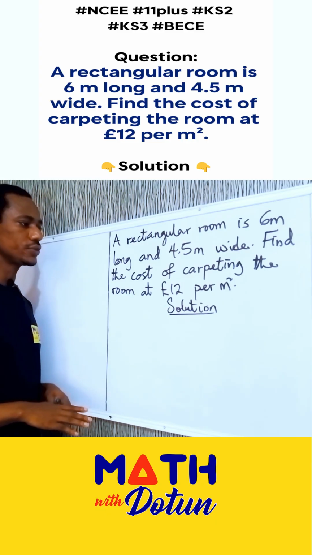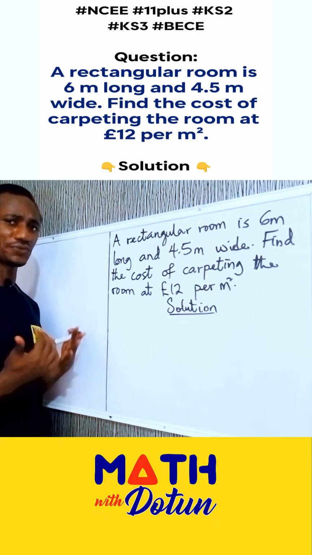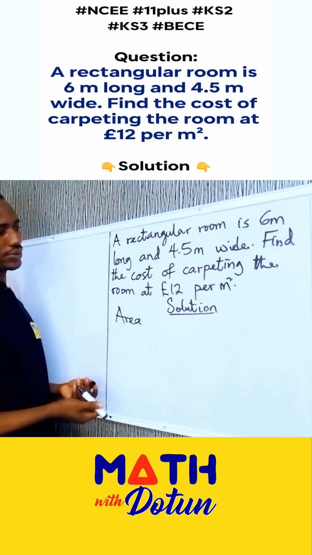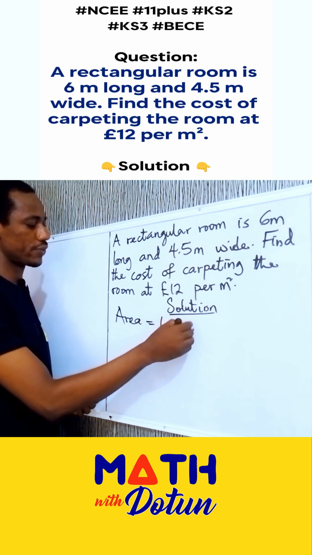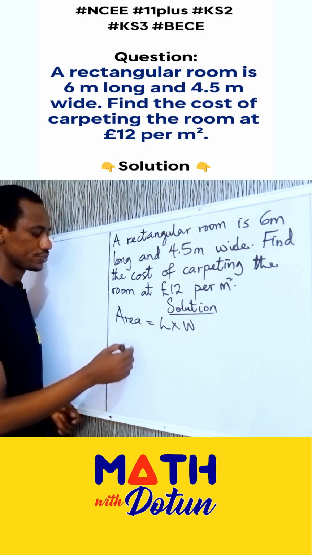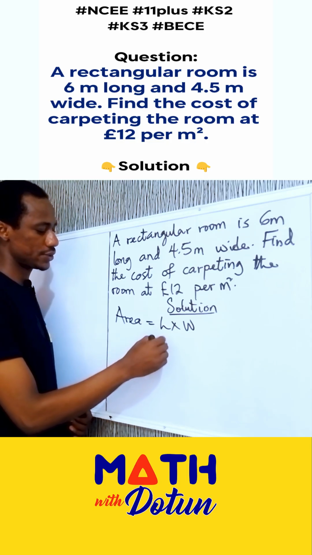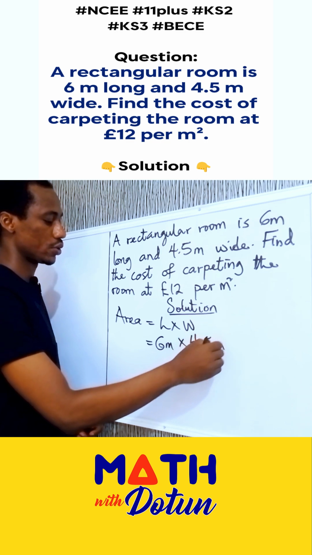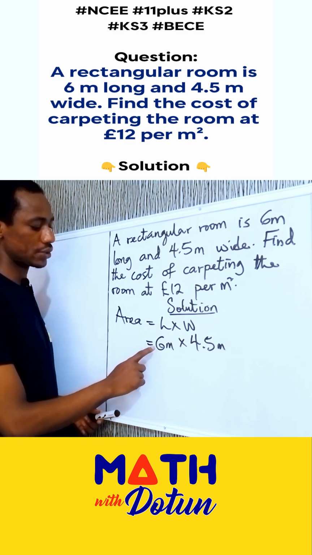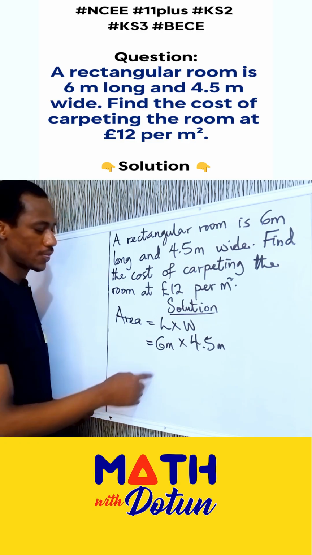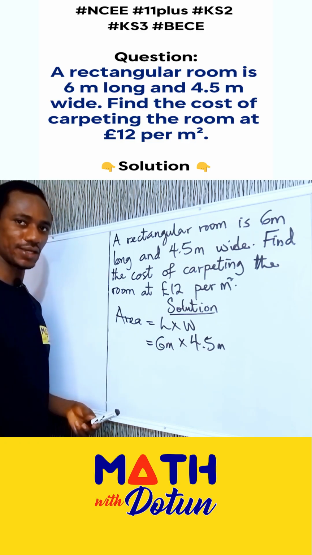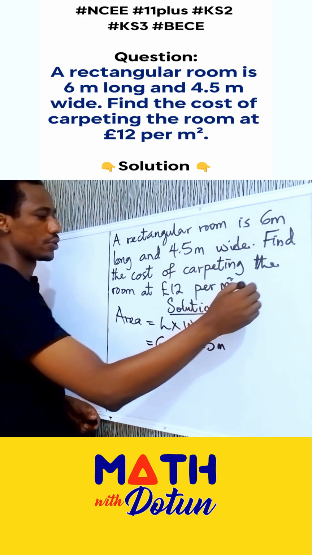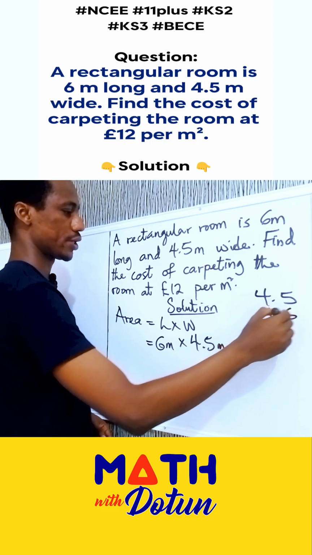So it means we have to find the area first. Because it's a rectangle, we know the area is length times width, or length times breadth. The length is 6 meters and the width is 4.5 meters. If I'm going to use splitting, I'll do 6 times 4, which is 24, and then 6 times half, which is 3, then 3 plus 24 is 27.